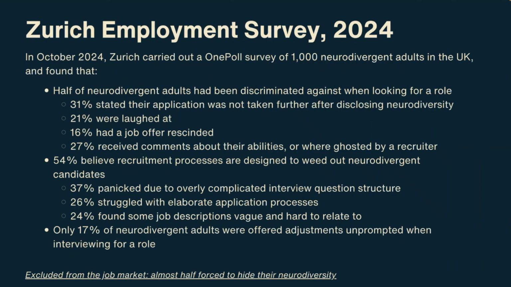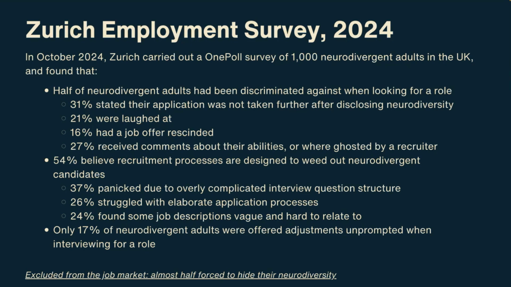In 2024, Zurich carried out a OnePoll survey of 1,000 neurodivergent adults in the UK and found that half of neurodivergent adults had been discriminated against when looking for a role, with 31% saying their application was not taken further after they had disclosed their neurodiversity. 21% of respondents reported that they were laughed at. 27% received comments about their abilities or never heard back from a recruiter at all.